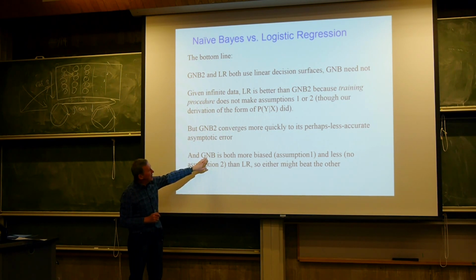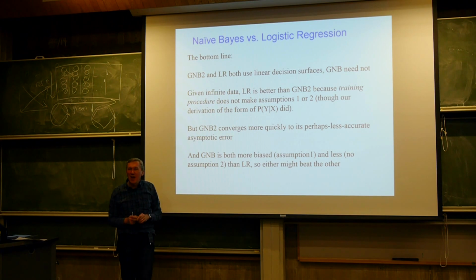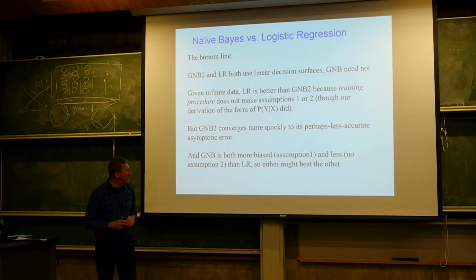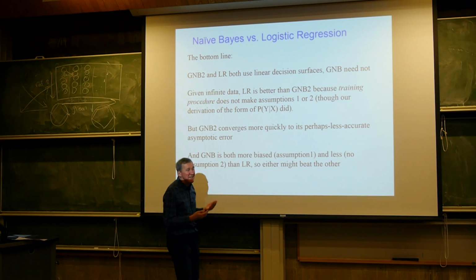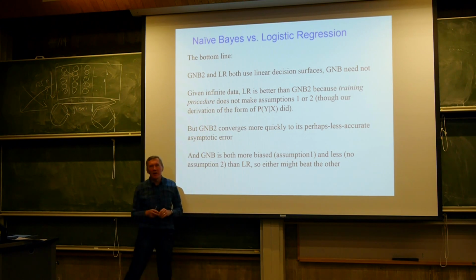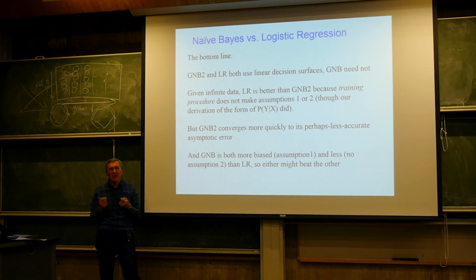GNB, on the other hand, is more biased in the sense that it's following that conditional independence assumption, but less biased in the sense that it doesn't require a linear decision surface. So that trade-off can go either way.